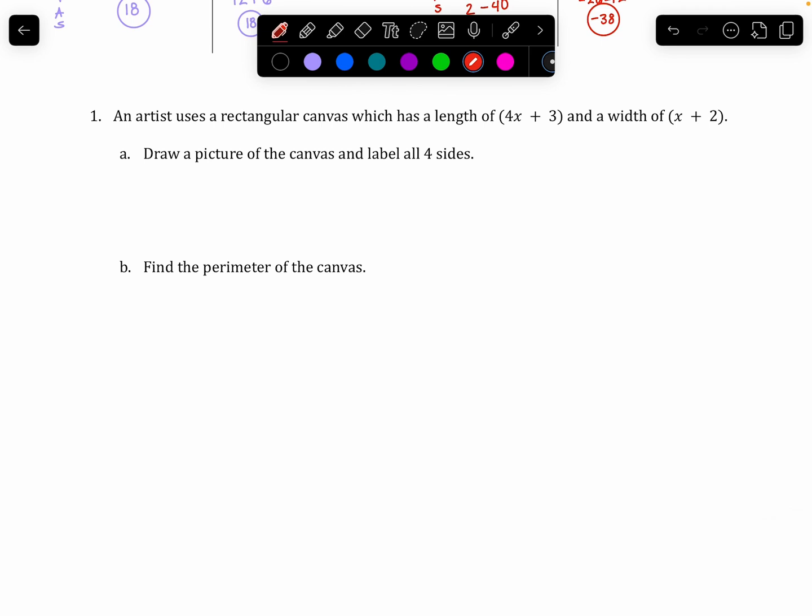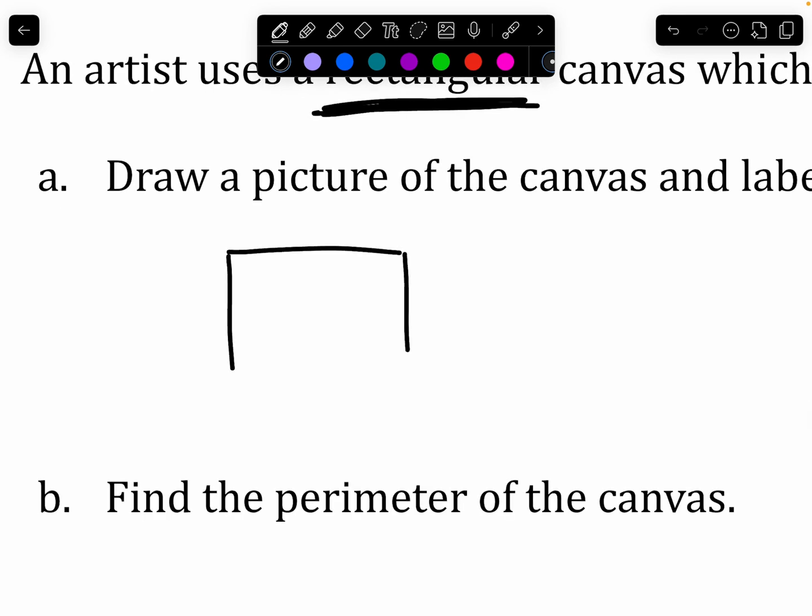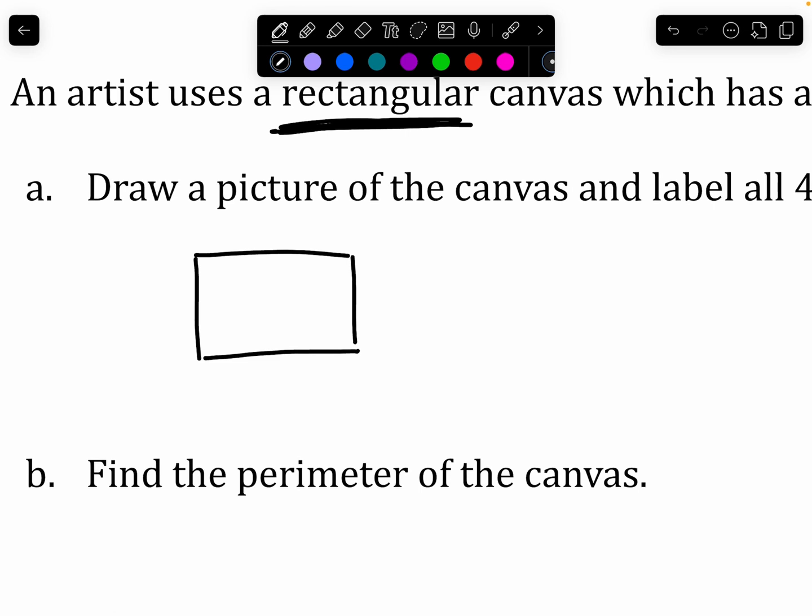All right, and now we have an application problem. It says an artist uses a rectangular canvas which has a length of 4x plus 3 and a width of x plus 2. Draw a picture of the canvas and label all 4 sides. So the first thing that it tells me is that this artist is using a rectangular canvas. So I'm going to draw a rectangle. Whenever you think about a rectangle, it has the same length on top and bottom and the same width on the right and the left.